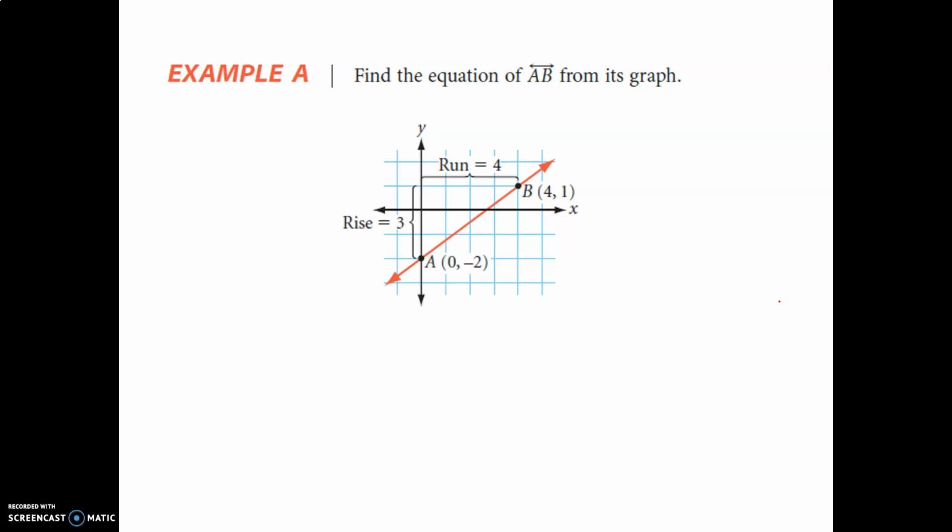Here is example A. Find the equation of line AB from its graph. So the equation of a line is y = mx + b. b is the y-intercept. So this graph crosses the y-axis at negative 2. And the slope of it is up 3 over 4. So to get from one point to another, from A to B, I have to go up 3 and then over 4. Positive 3, positive 4.